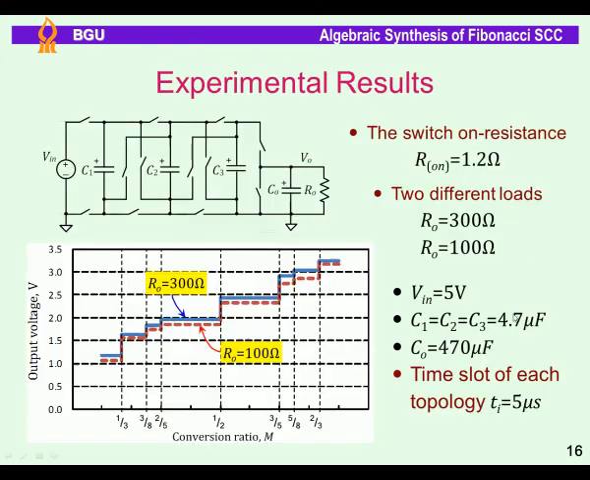The experimental setup following the above figure was built around the CMOS bidirectional switches with an on resistance of 1.2 ohm. The rest of the parameters are listed here. The output voltage was measured for 2 different loads and shown in the bottom figure. The blue solid line here is for the load equal to 300 ohm and the red dashed line is for the load of 100 ohm.